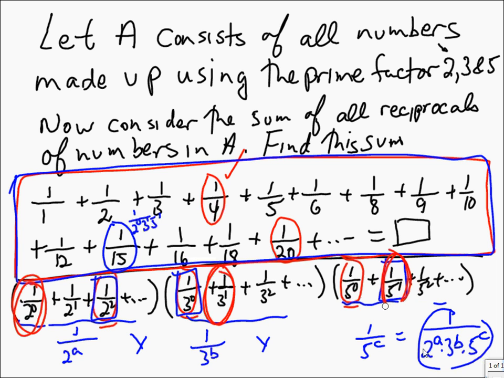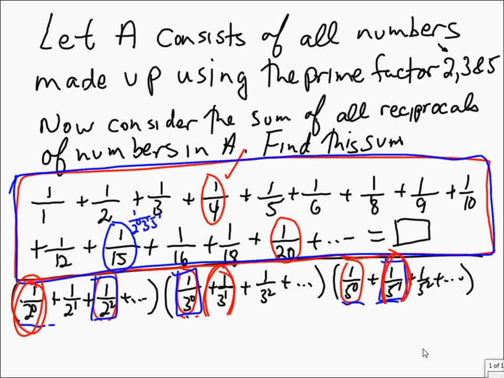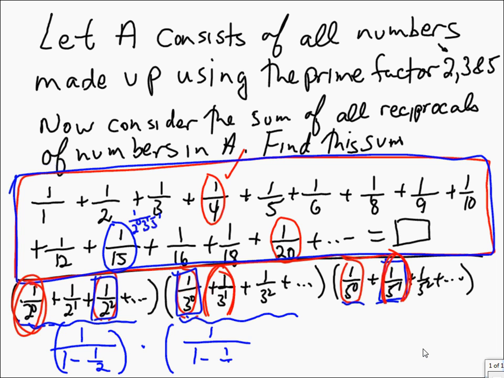Okay? But now the nice part is that although I didn't know the sum on the top, I know what this sum is. Since it starts with 1, it's 1 over 1 minus a half. And I know what this sum is. Times, since it starts with 1, it's 1 over 1 minus a third. And I know what this sum is. Since it starts with 1, it's 1 over 1 minus a fifth.